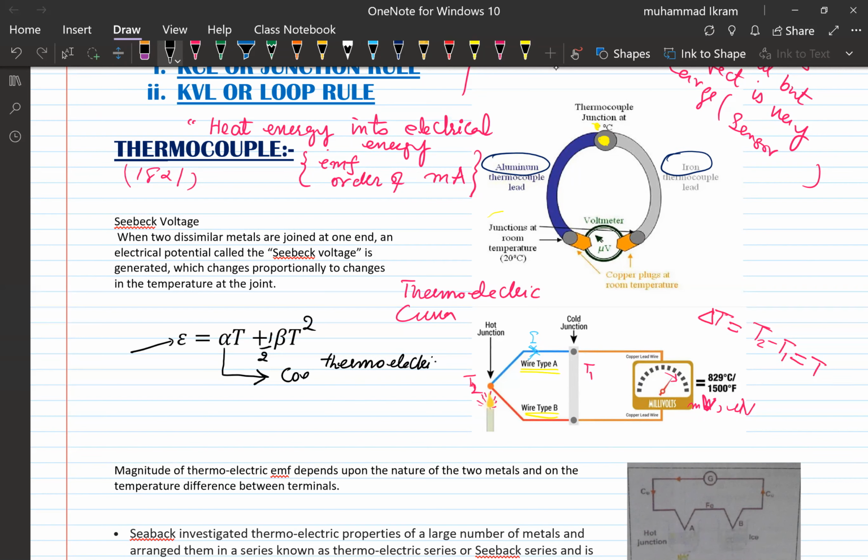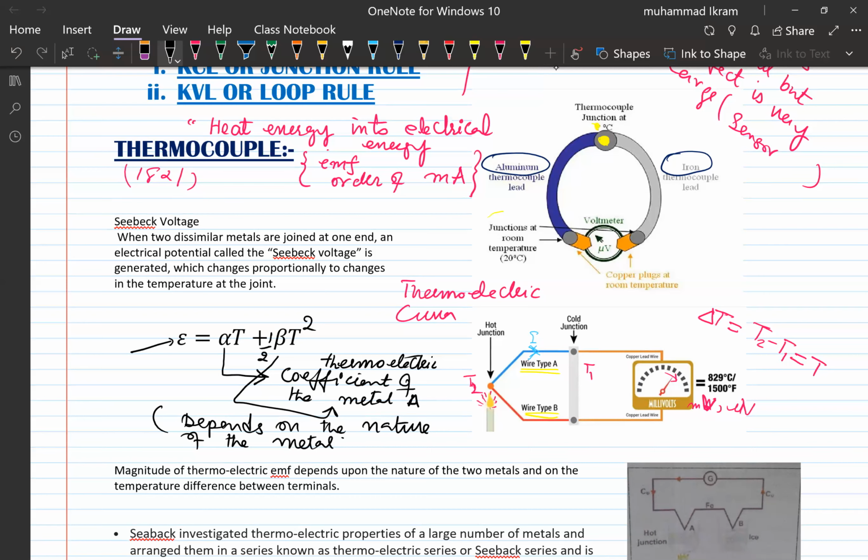This is called the thermoelectric coefficient of the metal, let's say A, and then definitely this will be for the metal B, and it purely depends on what? It depends on the nature of the metal used during the experiment.